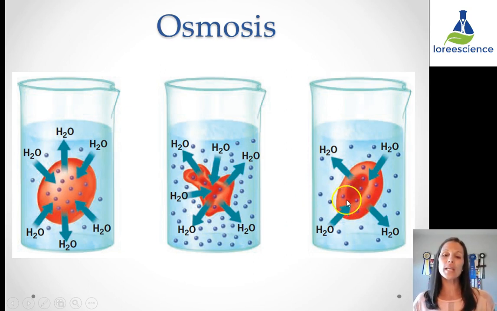Whereas if a cell is put into a solution where there's equal concentration on the outside as naturally occurs on the inside of the cell, water is still going to move in and out, but it's going to move equally. Every piece that moves out, there's going to be some that moves in, so the red blood cell can maintain its ideal shape and work properly.